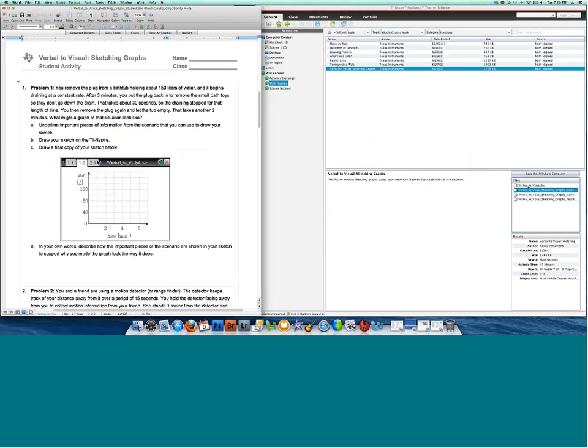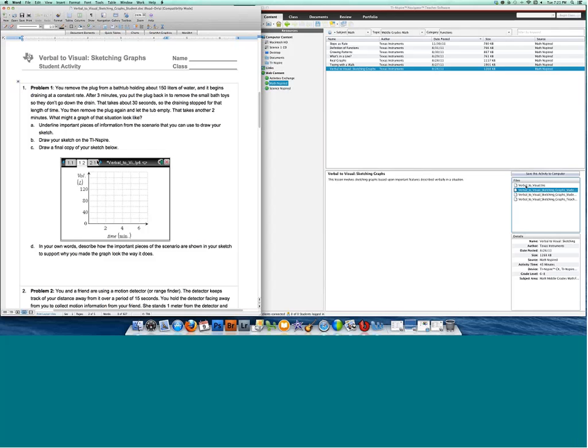So we have a bathtub, and in this bathtub, it holds 150 liters of water, and then we begin draining at a constant rate. After 3 minutes, you put the plug back in and remove all the bathtub toys, because, well, that's just important, because we really don't want them to go down the drain. That takes about 30 seconds for that to happen, and then after that, we remove the plug again and let the tub empty. That takes another 2 minutes. And so we ask our students, what is that graph going to look like? Give them a moment to ponder, have them underline what's the important information in all of that, sketch it, and then sketch it on the Nspire.